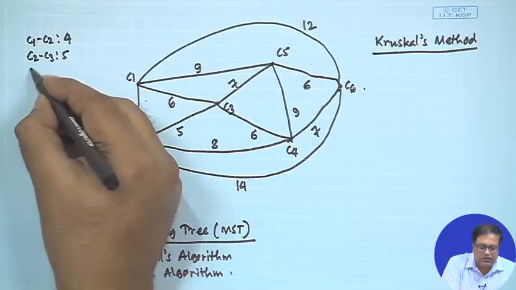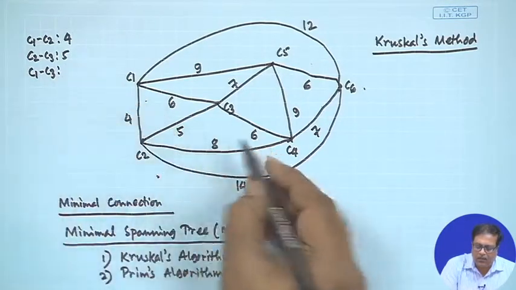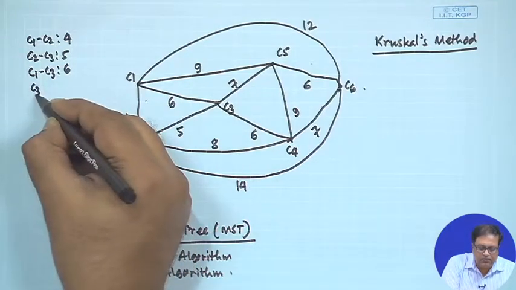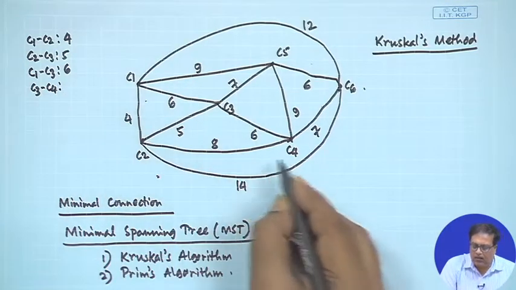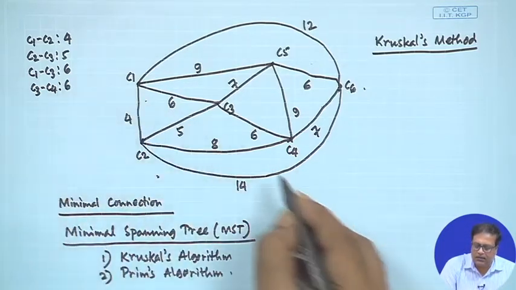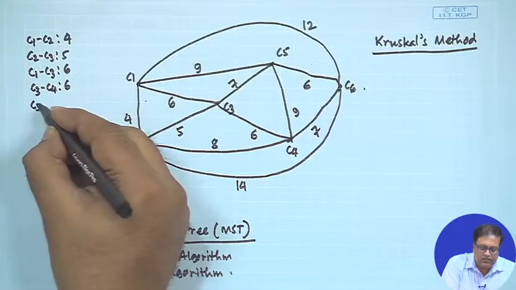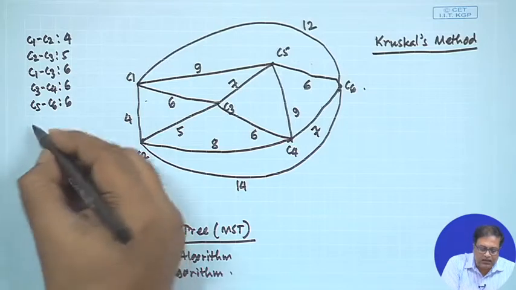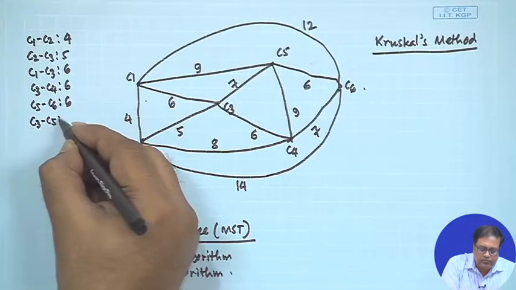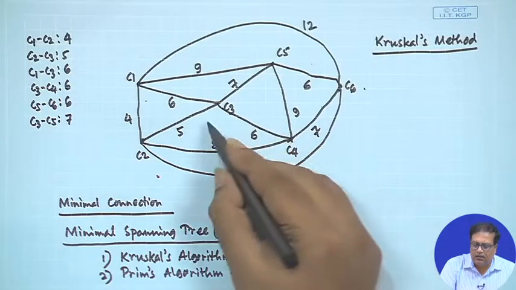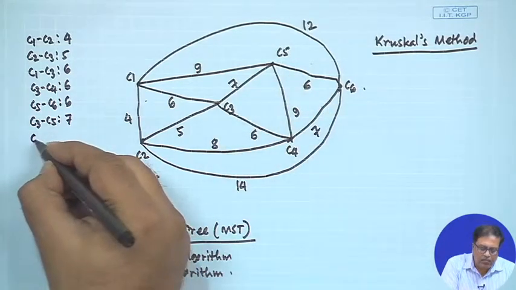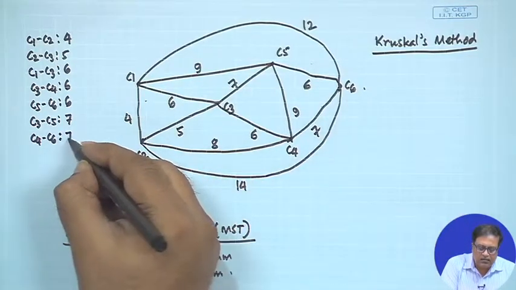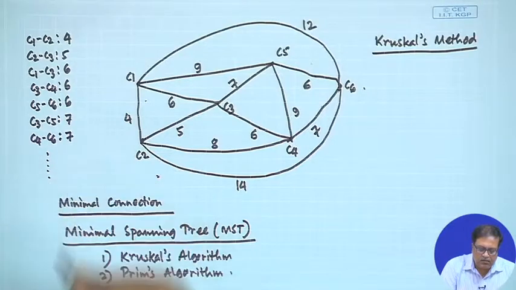then C1, C3, 6, then C3, C4, 6, then C5, C6, 6, then C3, C5, 7, then C4, C6, 7, etc., etc., right.